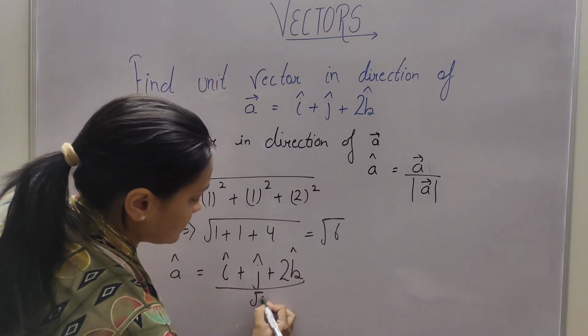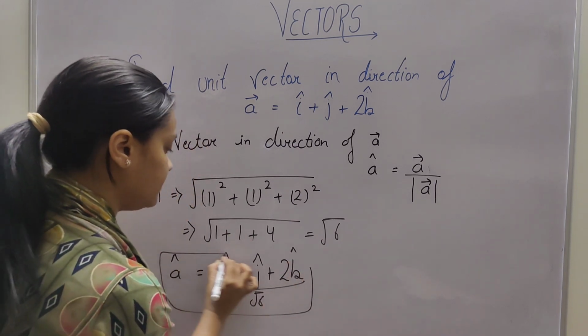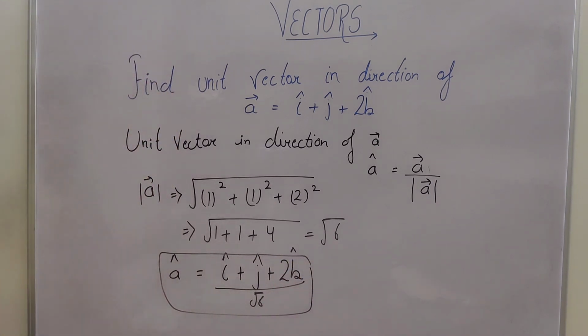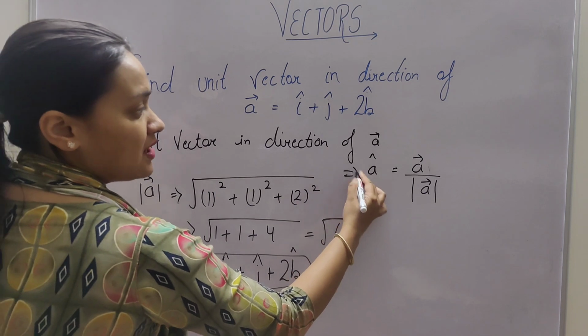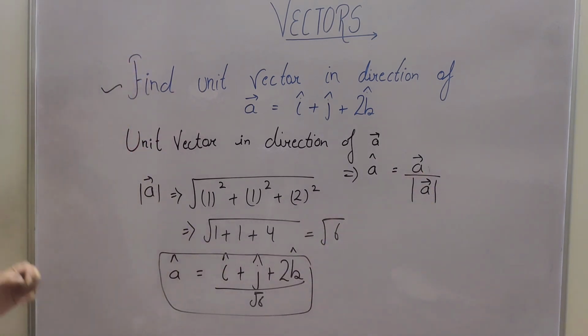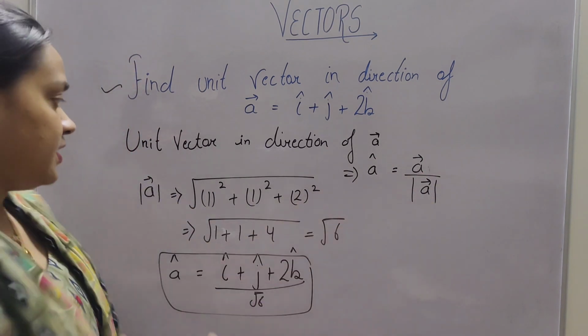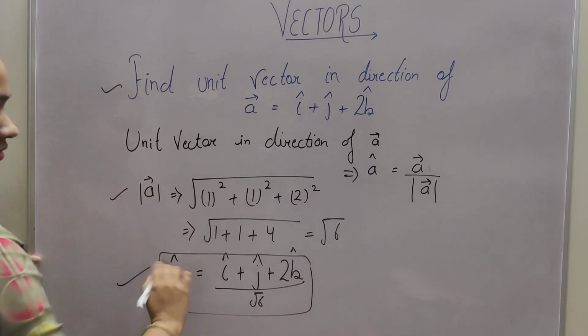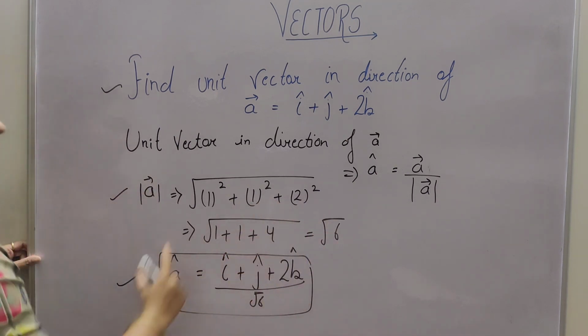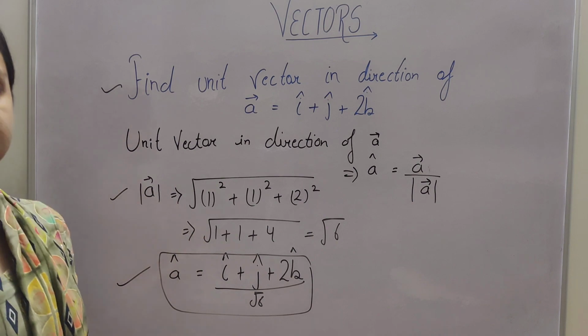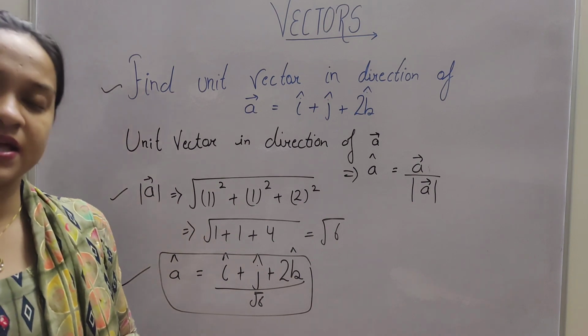Upon root 6. This is the answer of this question, where the question is written as find the unit vector in the direction of this. The formula is A cap is equals to vector of A upon magnitude of A. Firstly calculate this and take the value as a denominator and you get the answer of this question. And moving ahead with another question.